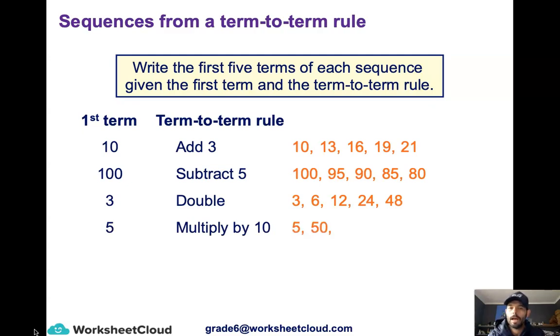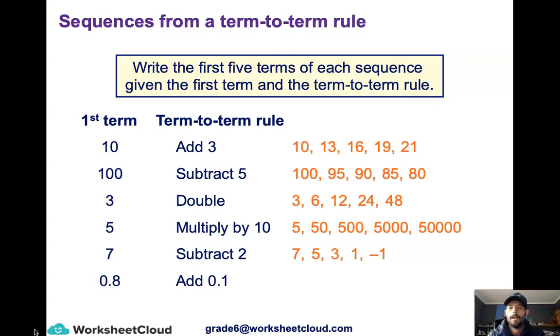If the first term was 5 and you multiplied by 10, then your answer would be the sequence of 5, 50, 500, 5,000, 50,000. For 7, if I asked you to subtract 2, start at 7 and subtract 2 each time, and you would go down to -1. And you can also use decimals in term-to-term rules, and that's going to give you the sequence of 0.8 all the way up to 1.2. So that's just to highlight what the term-to-term rule is, but it's really important that you understand and know what the first term is and where to start.